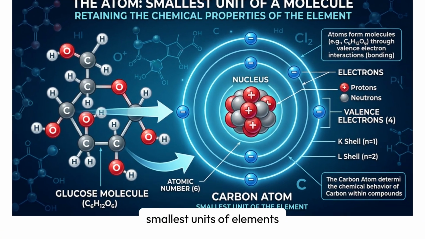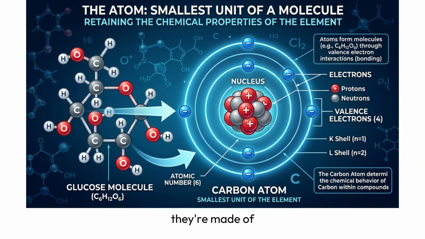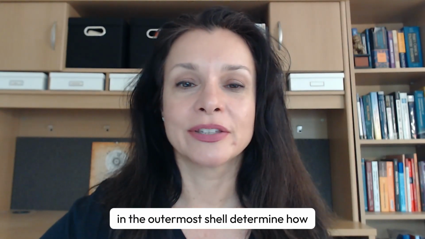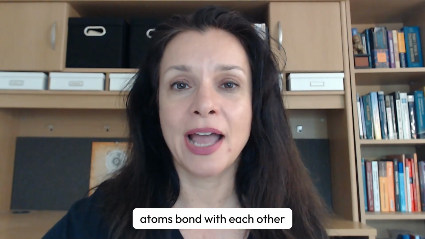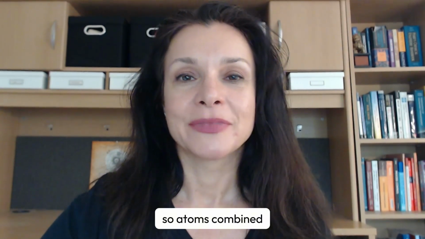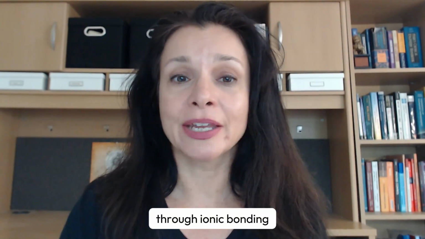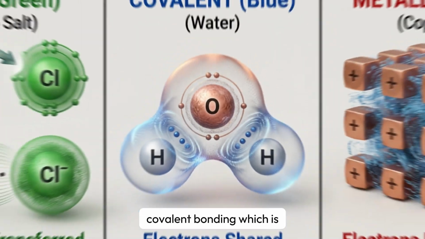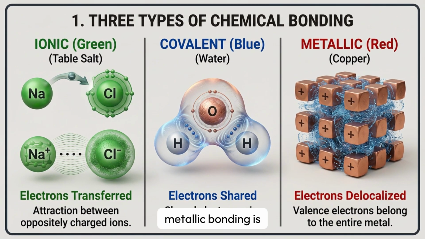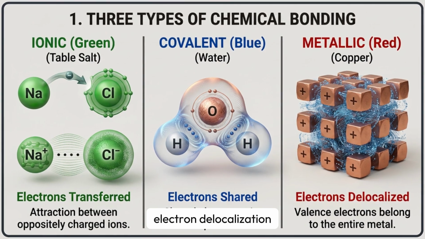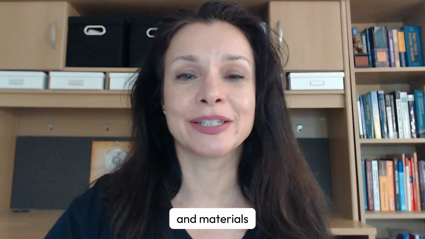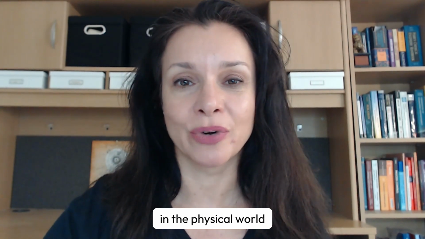So atoms are the smallest units of elements. They're made of protons, neutrons, and electrons. The valence electrons in the outermost shell determine how atoms bond with each other and how they behave chemically. So atoms combine through covalent bonding, which is electron sharing. Ionic bonding is electron transfer. Metallic bonding is electron delocalization. And this forms molecules, compounds, and materials that make up everything in the physical world.